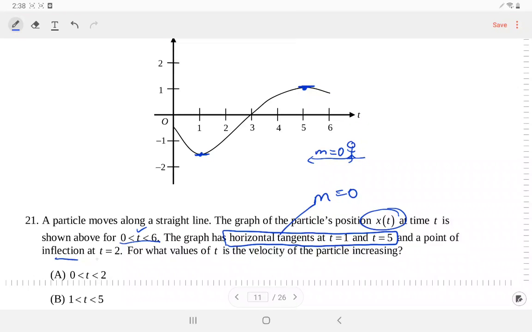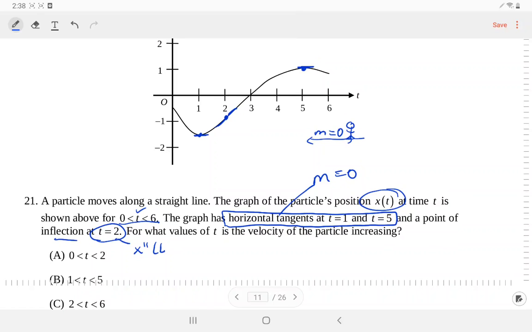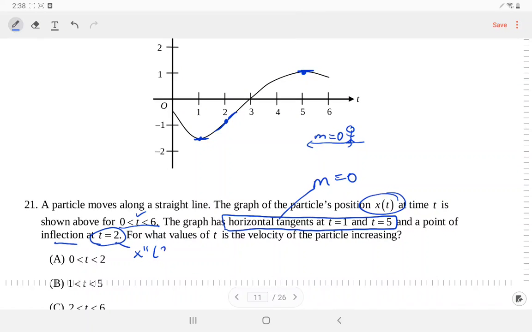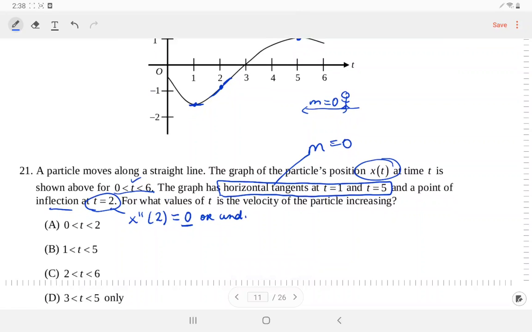And a point of inflection at t equals 2. So at t equals 2, it's like concave up, and then it's concave down. Okay. So point of inflection would mean the second derivative. This is calling it position. So the second derivative at that value, which in this case is 2, is 0 or undefined. But I'm looking at the picture and it's not harsh or jerky or anything, so I think it would be 0. For what values of t is the velocity of the particle increasing?